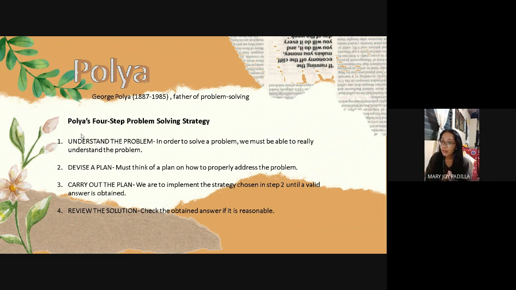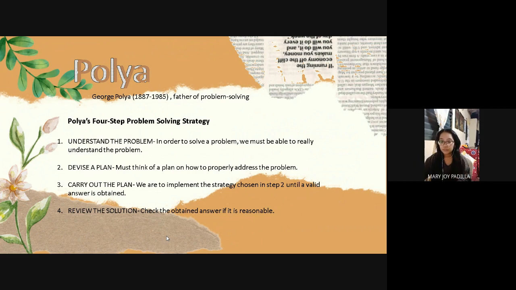And the last, we have here, review the solution. So, this one, re-review natin kung tama ba yung sagot na nakuha natin sa carry out the plan. So, this is to check the obtained answer if it is reasonable. Ibig sabihin kung tama ba ang nakuha natin.